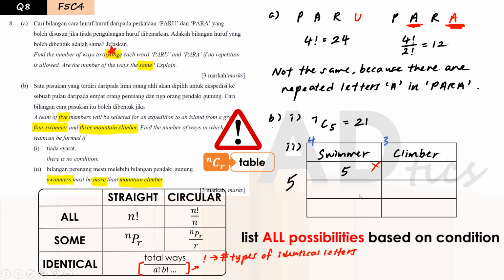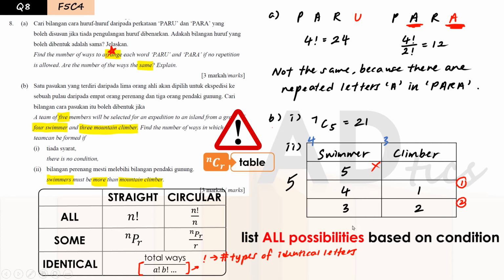For the next possibility, let us minus 1 from the swimmers. Now we have 4 swimmers. This one is possible because we have 4 swimmers, which means we have 1 climber here. So this can be our first possibility. For the next possibility, we can reduce the number of swimmers from 4 to 3. That means the number of climbers here will be 5 minus 3, which is 2. So this can be our second possibility.